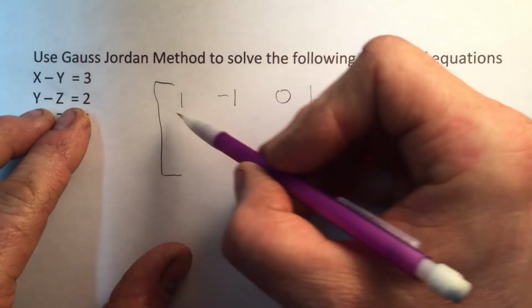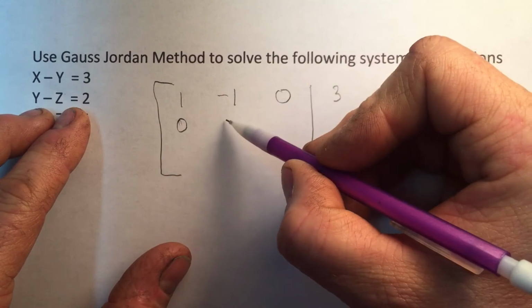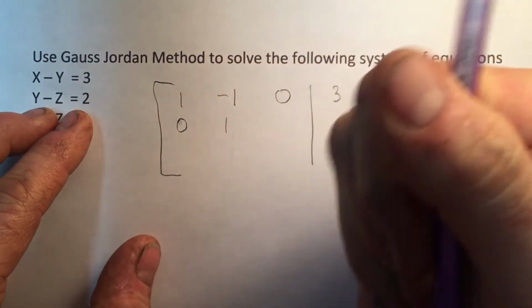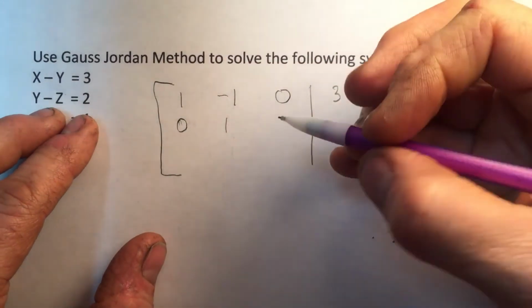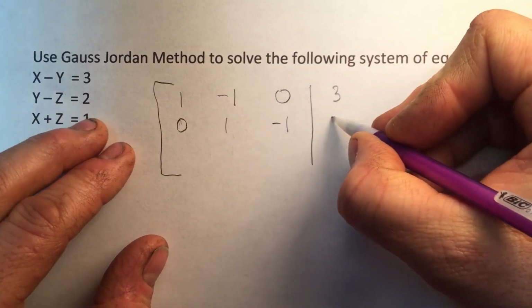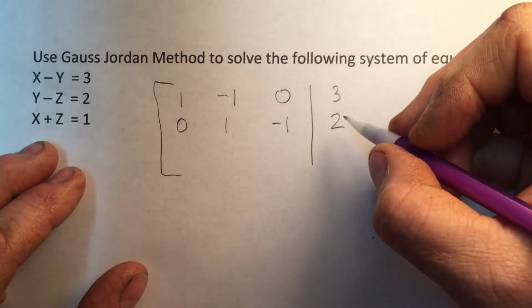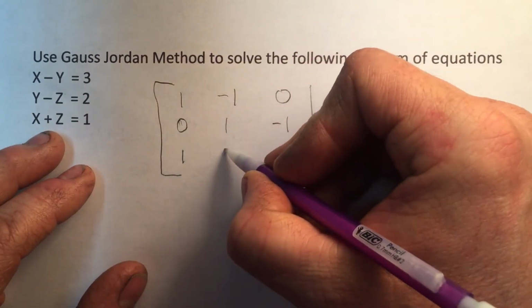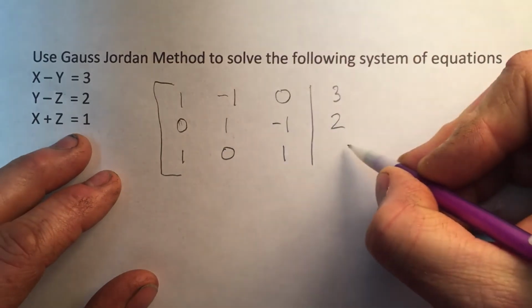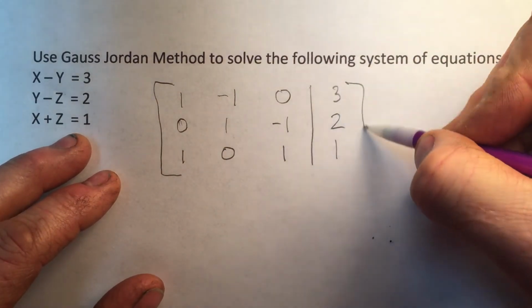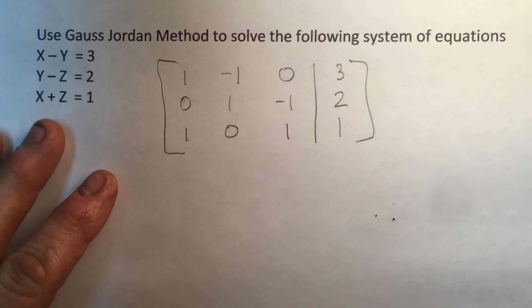All right, down here I have no x. I'd have a 1y, and I have a negative 1z, and then this is a 2. Then down here I got a 1x, I've got 0y, and I've got 1z, and that's a 1. All right, so there's my augmented matrix.